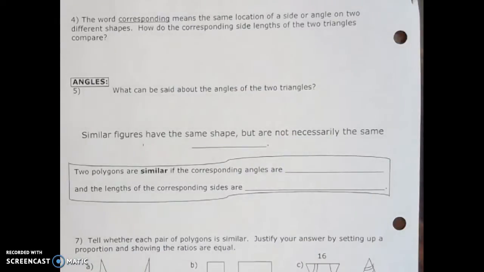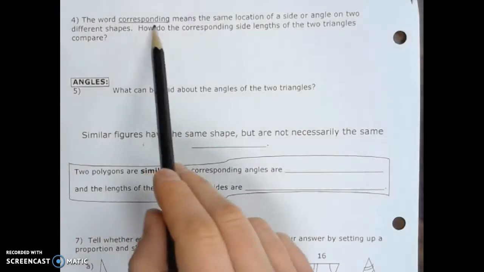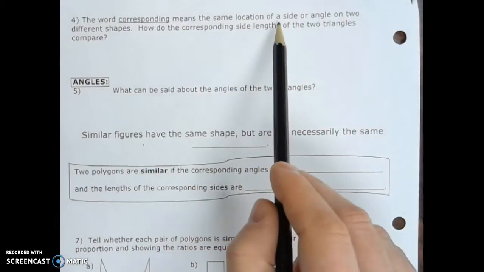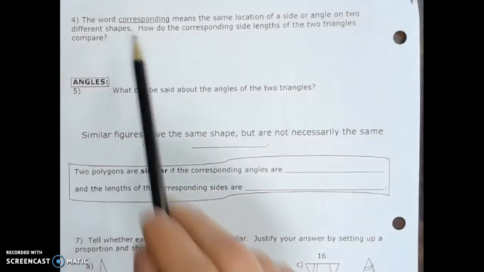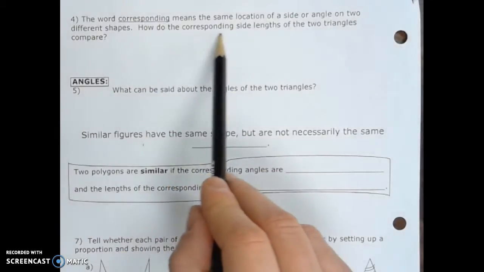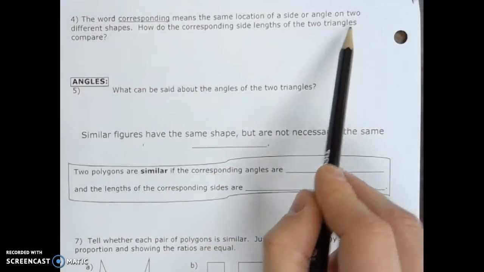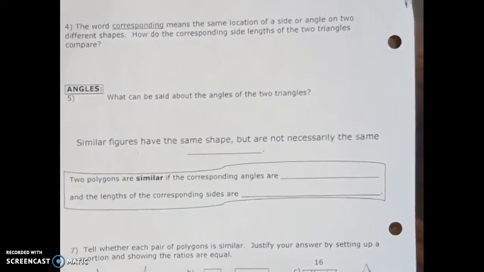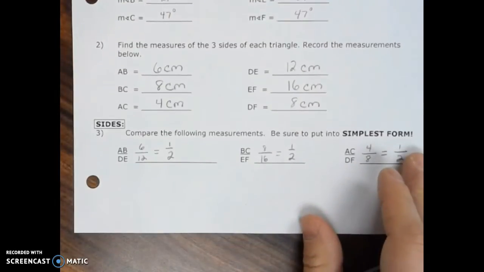So in the previous part, we recorded our angle measurements, and then we also looked at the side lengths, and we just set up 3 different ratios. And in part 4, it says the word corresponding means the same location of a side or an angle on 2 different shapes. So it's going to be in the same location, just on 2 different shapes. This says, how do the corresponding side lengths of the 2 triangles compare? So I'm going to go back to what we did over here.